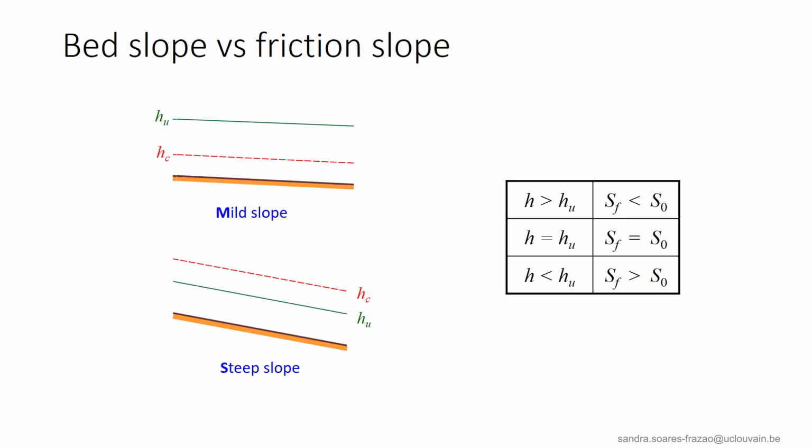The uniform flow is defined as an equilibrium flow, for which the friction slope SF, that is the slope of the energy grade line, is equal to the bed slope. When discussing the uniform flow, we have seen that if the water depth is larger than HU, the friction slope SF is smaller than S0. And if H is smaller than HU, it is the opposite: SF is larger than S0.